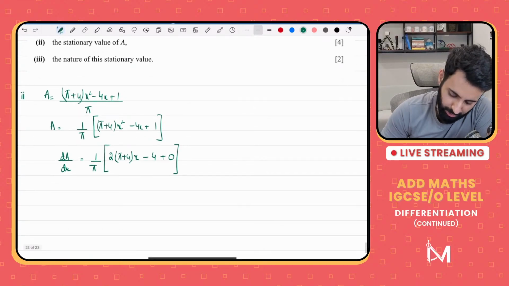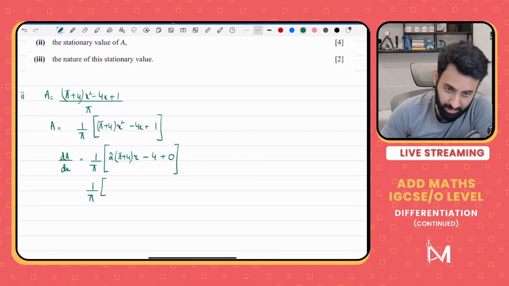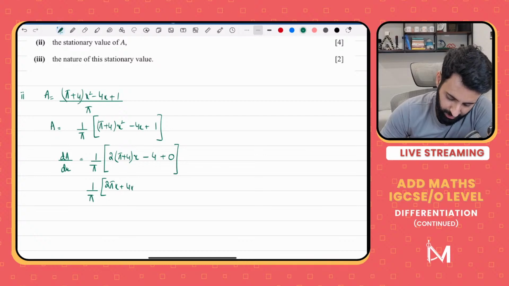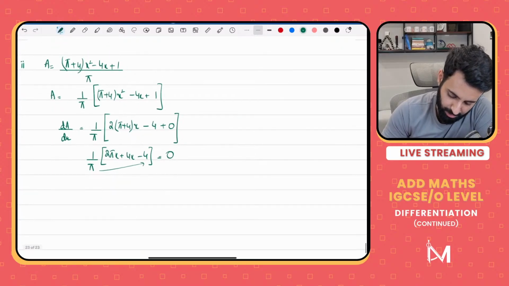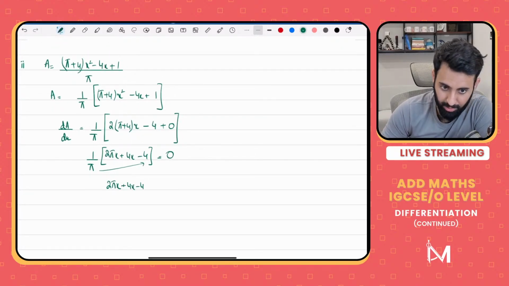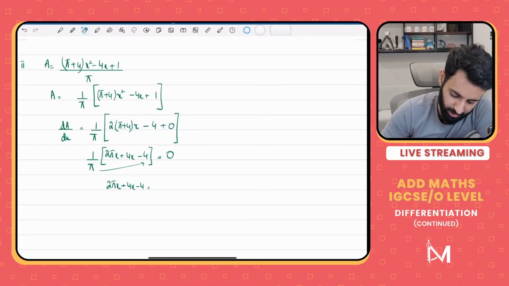And what are we supposed to equate this with? We're supposed to equate this with 0. So let's expand. We have 2 pi x plus 4x minus 4 equals 0. Okay, so we cross multiply. Pi disappears. We have 2 pi x plus 4x minus 4. Actually, plus 8x, not 4x, plus 8x.